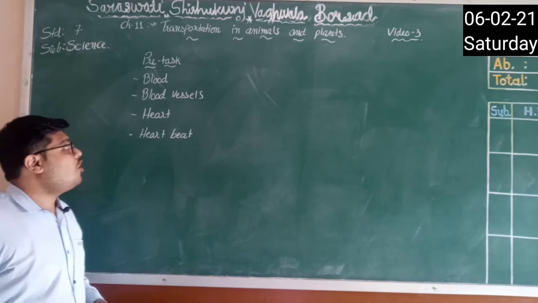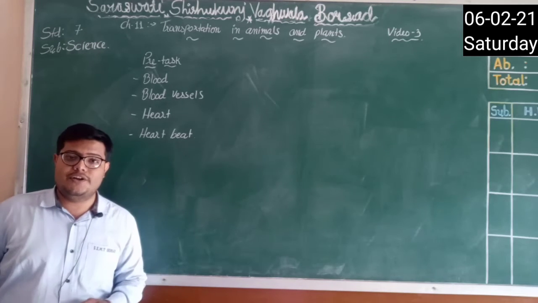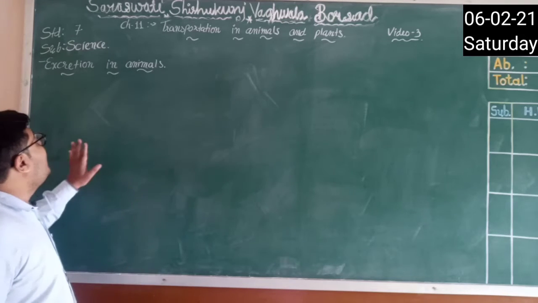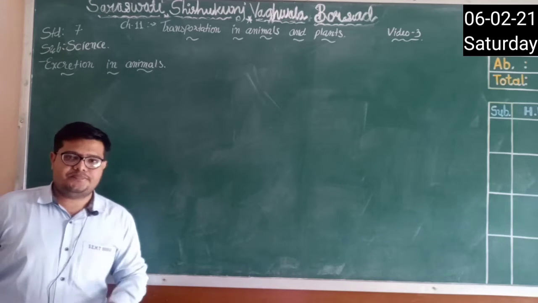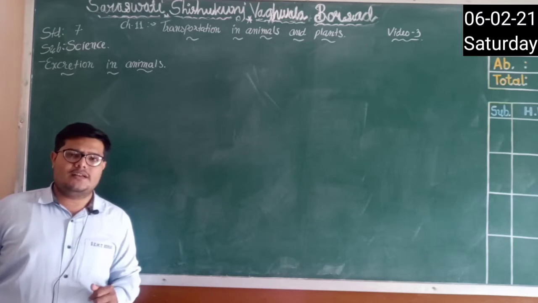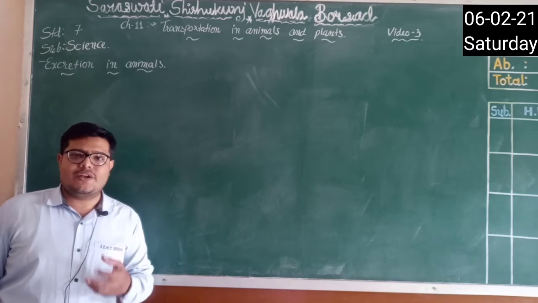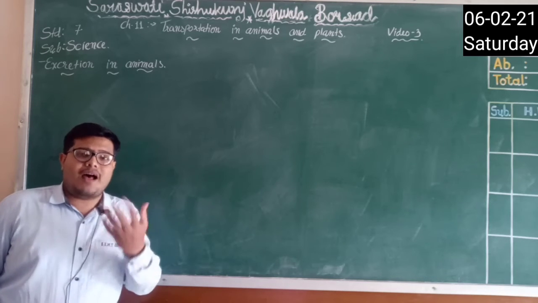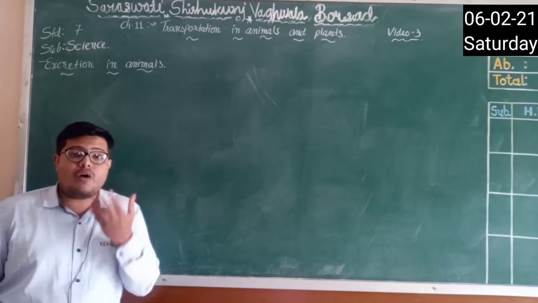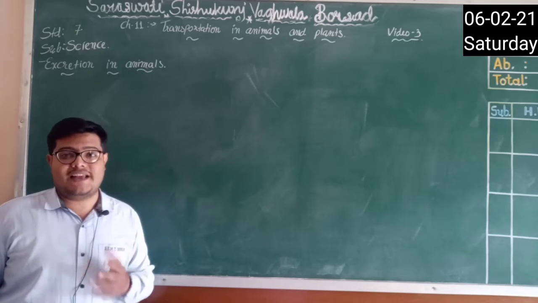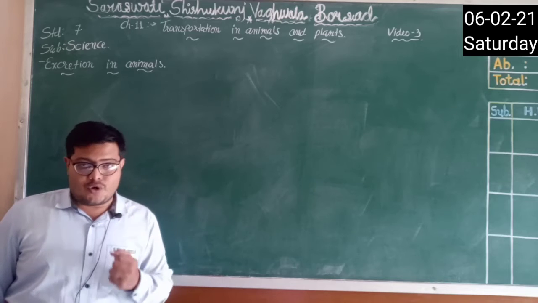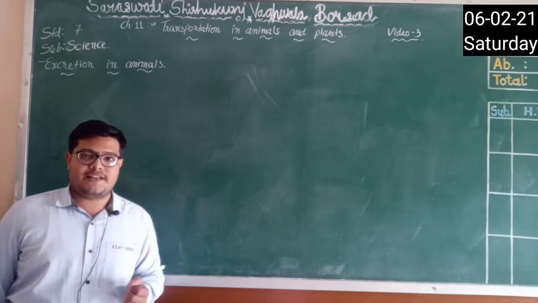So this many topics we have seen in the part 1 video and part 2 video. Our today's topic is exhalation in animals. If you can recall, when you exhale the air, how your lungs pump out, or throw out, the carbon dioxide rich air outside the body. That carbon dioxide is a waste product which is produced inside your body.